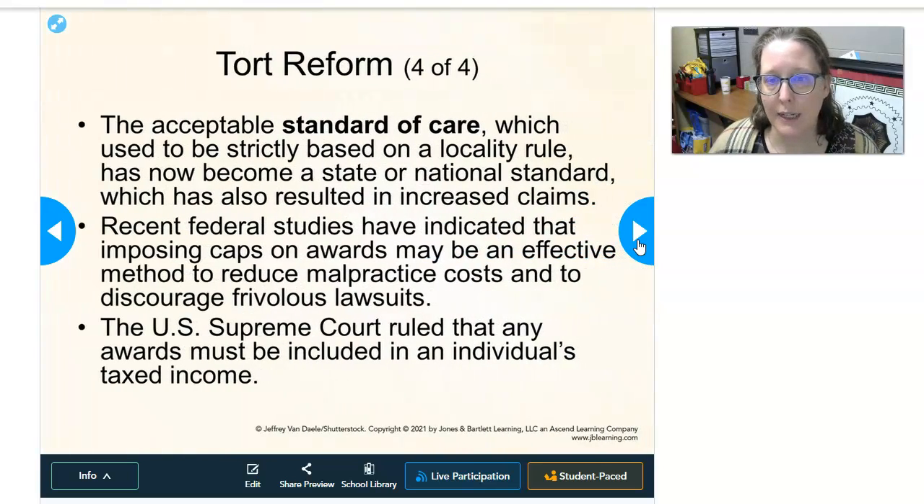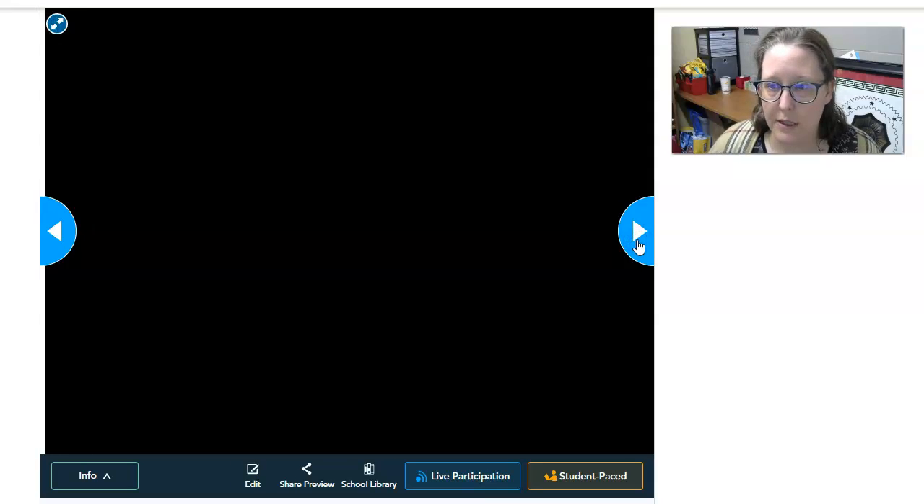And the acceptable standard of care, which used to be strictly based on a locality rule, so simply whatever is normally done in a certain area, has now become a state or national standard, which has also resulted in an increased amount of claims. Recent federal studies have indicated that imposing caps on awards may be an effective method to reduce malpractice costs and to discourage frivolous lawsuits, but it's not exactly as clean cut as they think it is. The U.S. Supreme Court ruled that any awards must be included in an individual's taxable income, which means you would owe taxes on it if you got an award as a plaintiff.